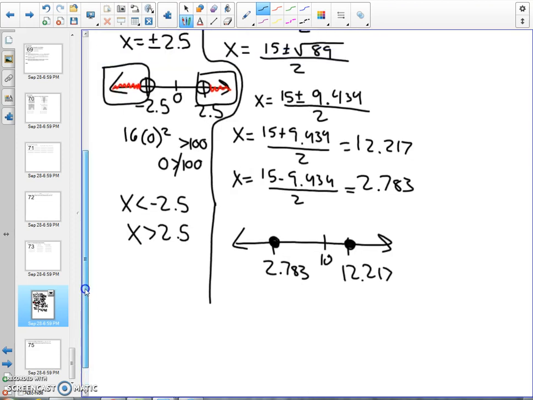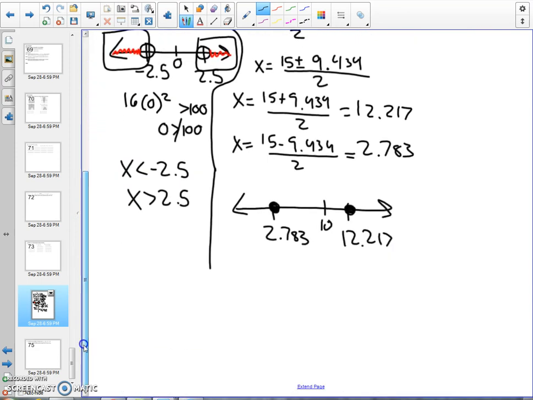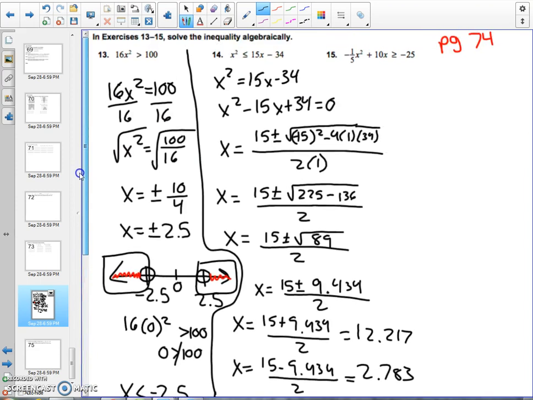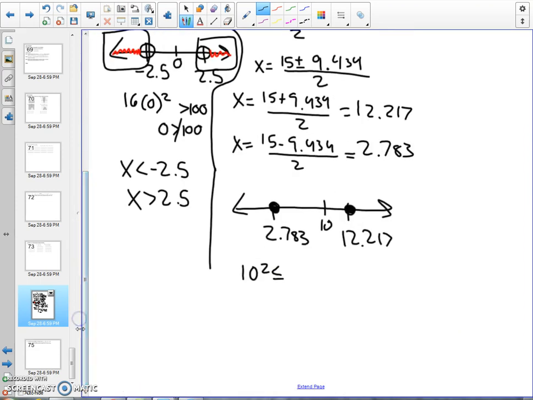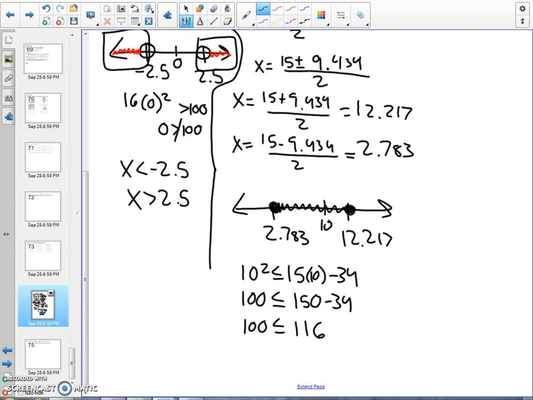So plugging in 10 to my original equation, I would have 10 squared is less than or equal to 15 times 10 minus 34. So 100 is less than or equal to 150 minus 34. So 100 is less than or equal to 116, which is true. So that means I would shade on the inside because 10 is a solution.